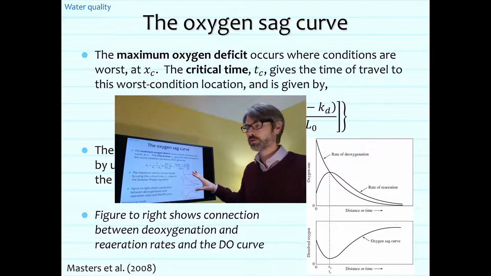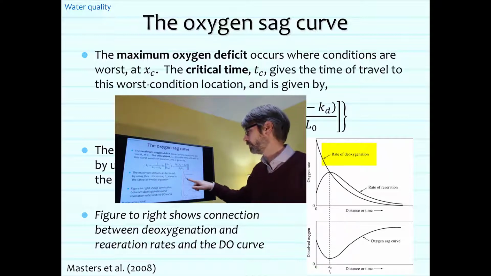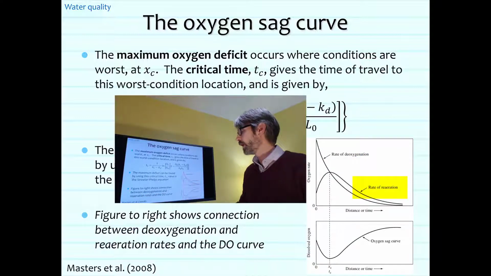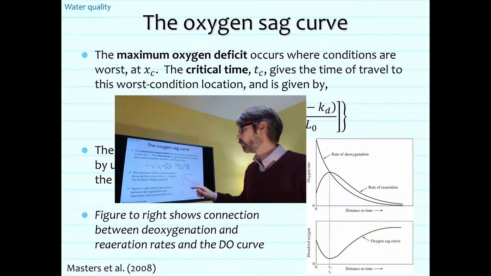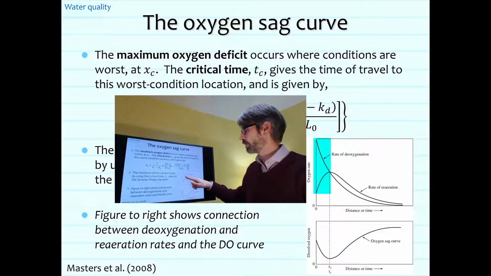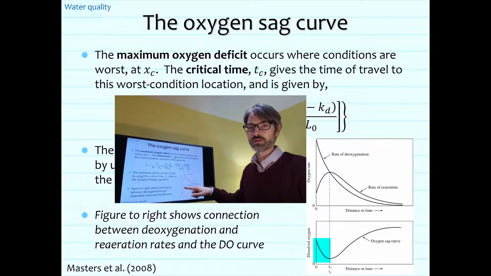This figure is also important. This one shows the connection between deoxygenation, which is this one here, it's a decaying exponential, and reaeration rates, which is here, and the DO curve, which is the second curve down here. What you'll notice is the rate of deoxygenation is much higher here than the rate of reaeration. And so we should expect that the rate of deoxygenation is driving a decrease in the dissolved oxygen or an increase in the deficit. And that's what we see here.